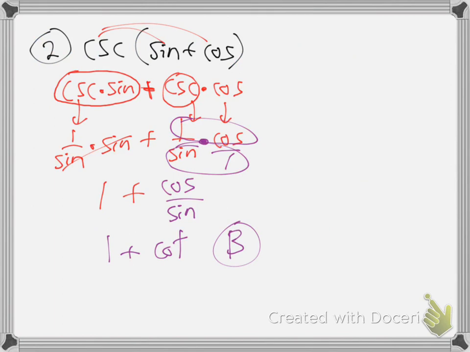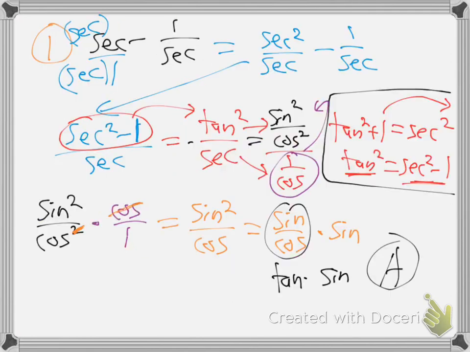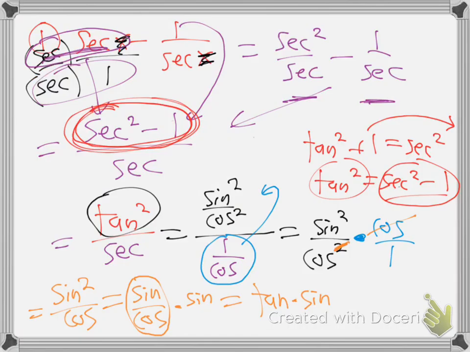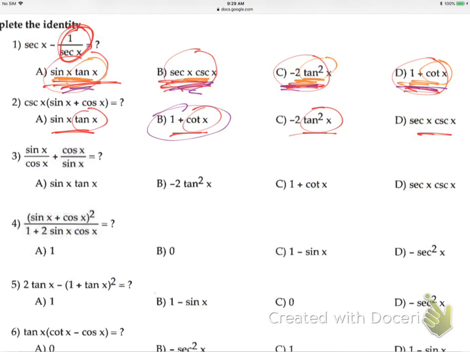That okay? A little better? Not quite so bad on that one. That's probably a medium level one. Number 1 was a hard one. Questions to there? I want to try number 3. What do we get for number 3? Number 3 is sine over cosine plus cosine over sine.